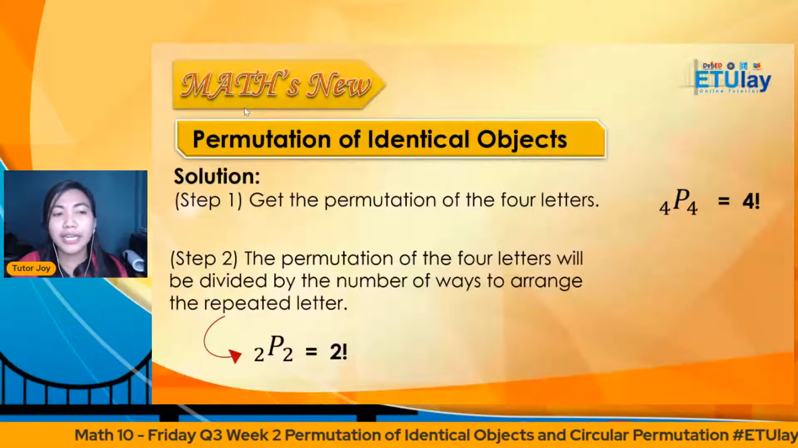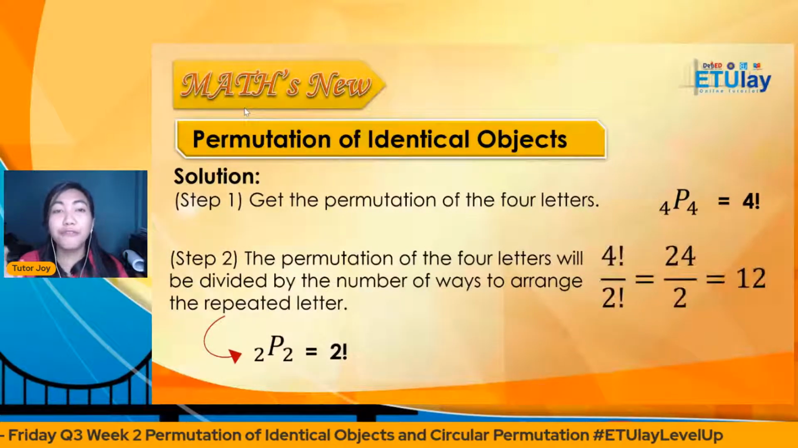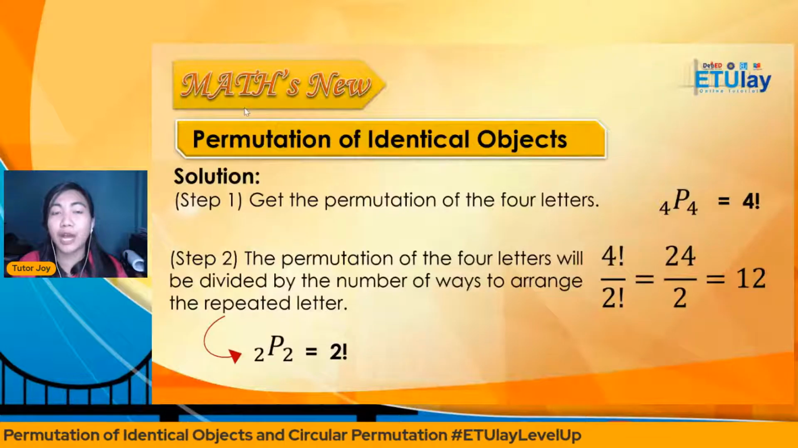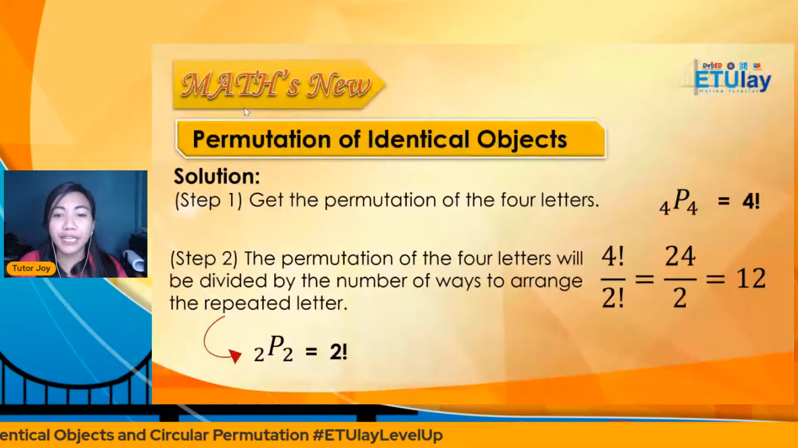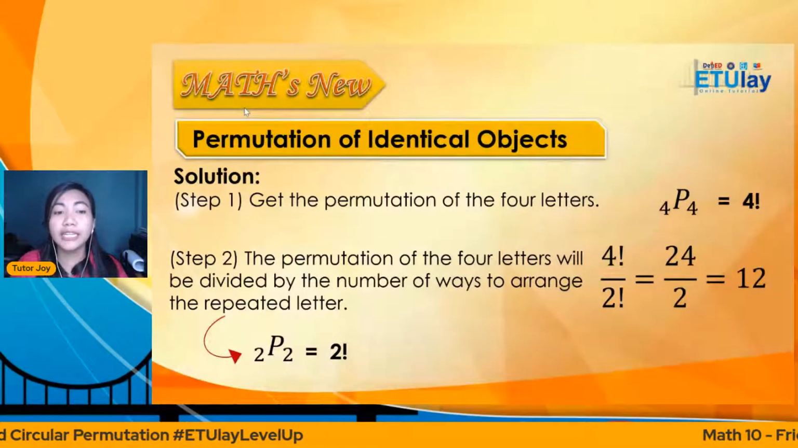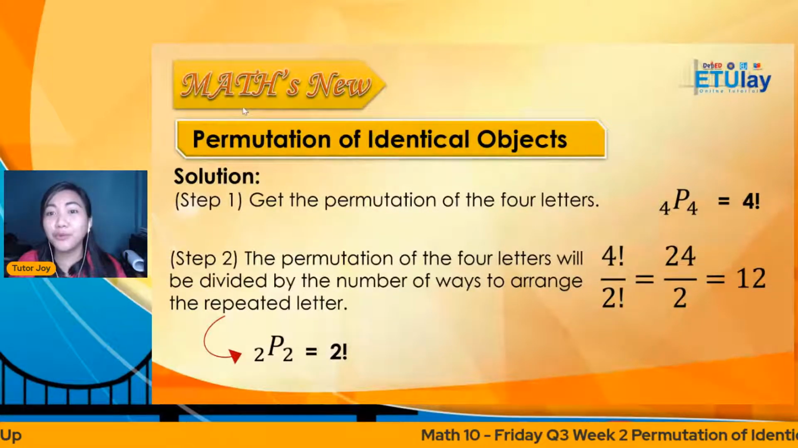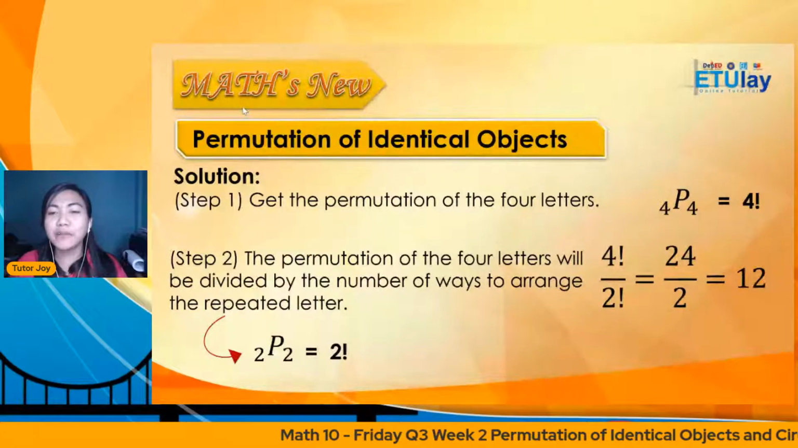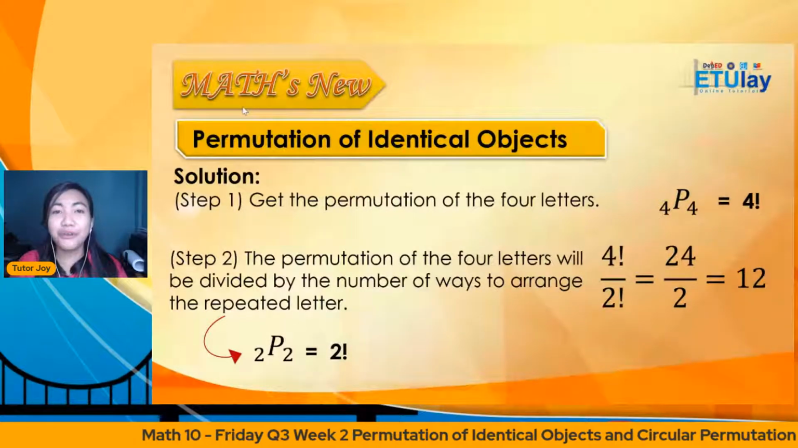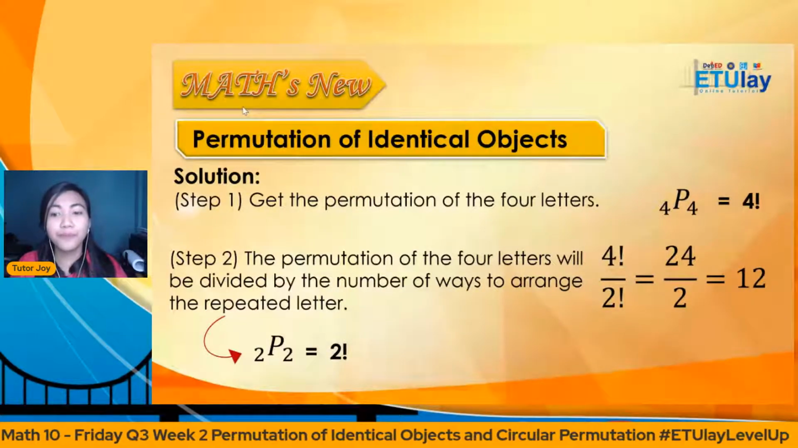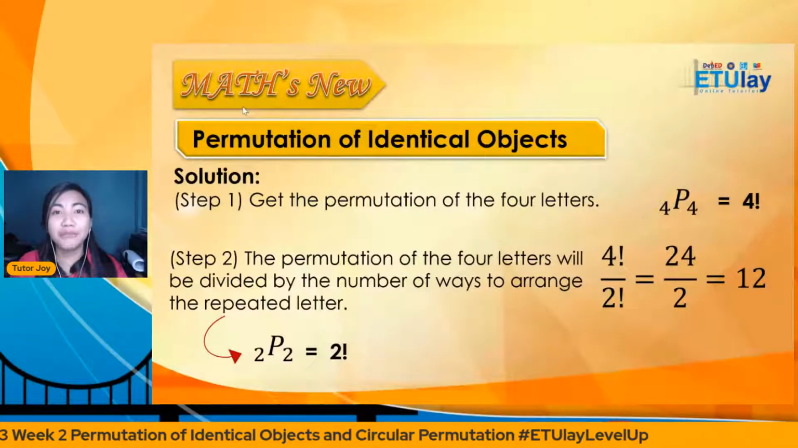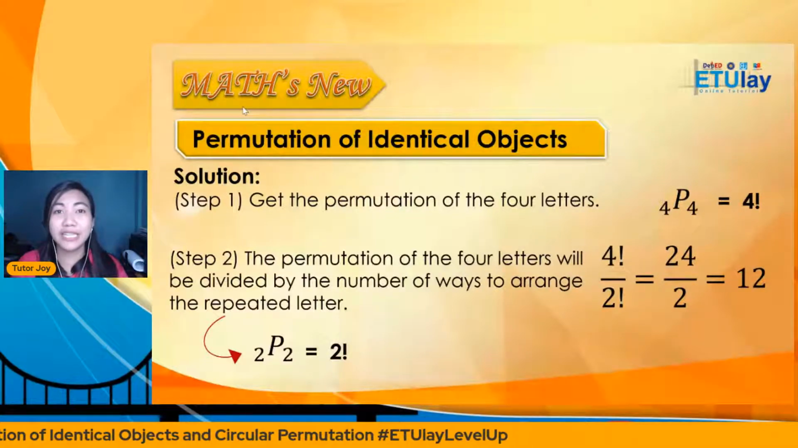Ano nga ang gagawin natin sa step 2? Divide yung 4 factorial which we formed in our first step, then we will divide it by 2 factorial na nanggaling naman dun sa permutation nung naulit na letter, and then we simplify. 4 factorial, mathletes, is 24, 2 factorial is 2, and 24 divided by 2 is 12. What does it mean?